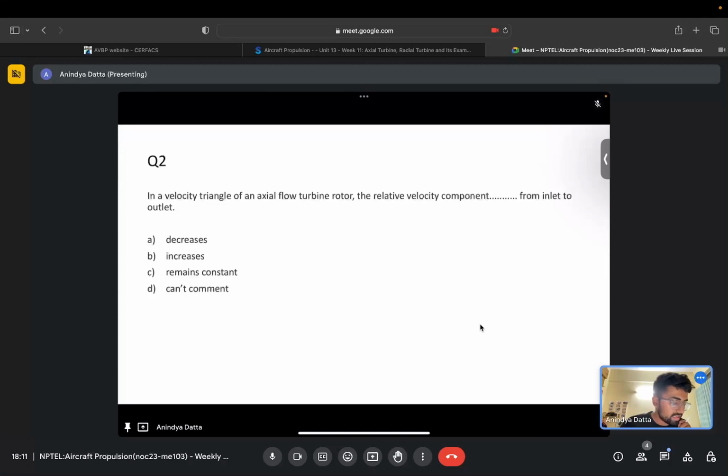In the velocity triangle of an axial flow turbine rotor, what happens to the relative velocity component? Option A, decreases from inlet to outlet. Option B, increases from inlet to outlet. Option C, remains constant. Option D, can't comment. Which is the correct answer here?